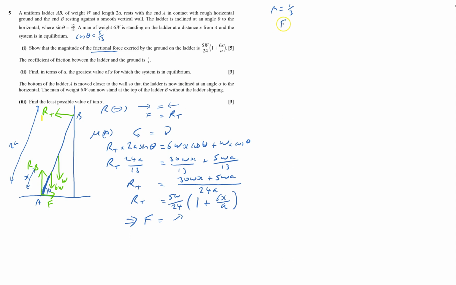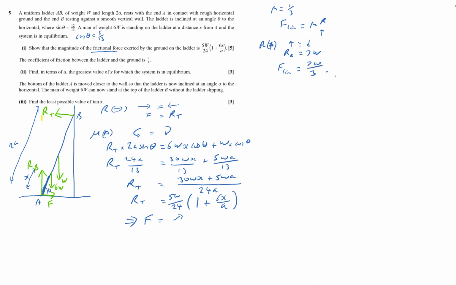So it's in equilibrium. I'm going to do F lim equals mu R, and because I need to know what R is, I'm going to have to resolve vertically, and that says that up equals down, and up is RB, and down is W plus 6W. I've got RB equals 7W, and therefore F lim is 7W over 3.